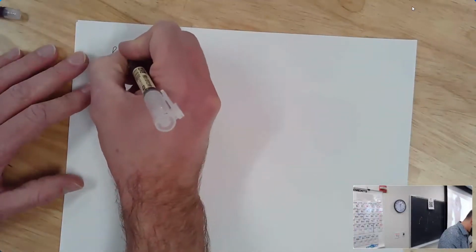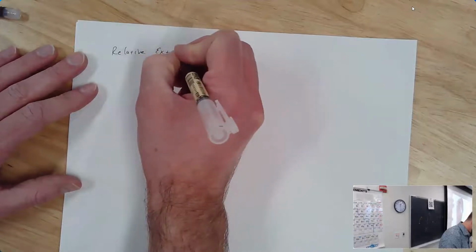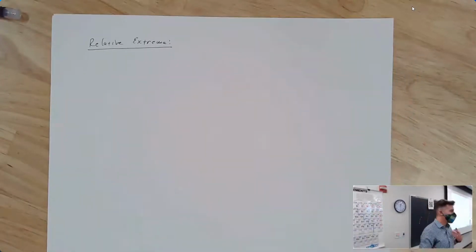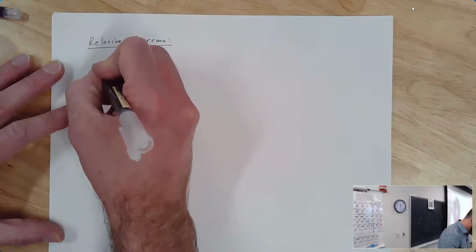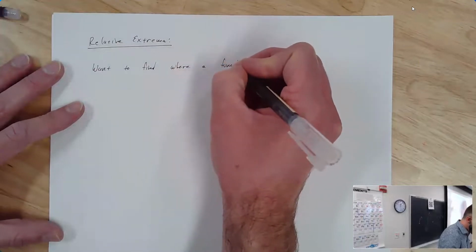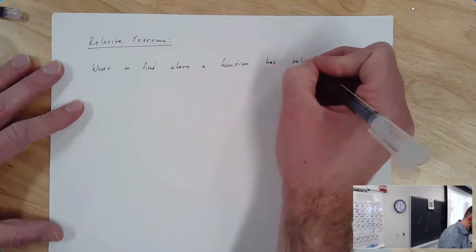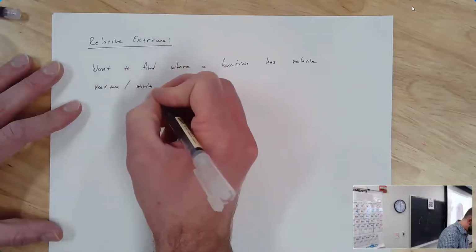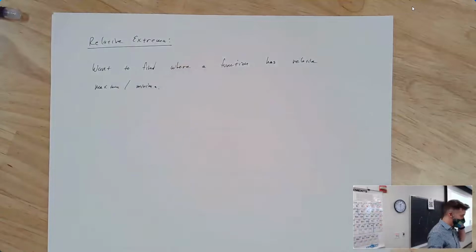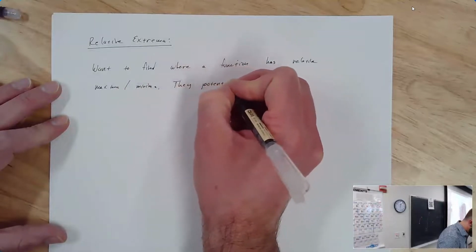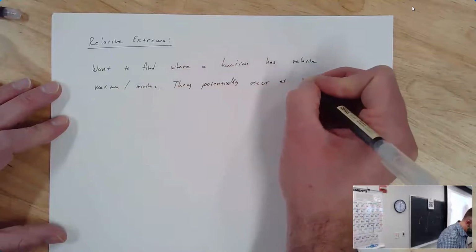Yeah. Let's talk about relative extrema. So the idea is we want to find where a function has relative maxima or minima, and they potentially occur at critical points.